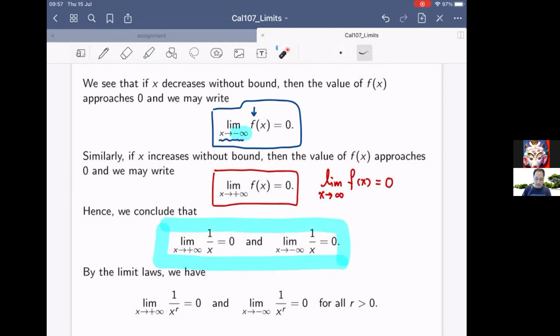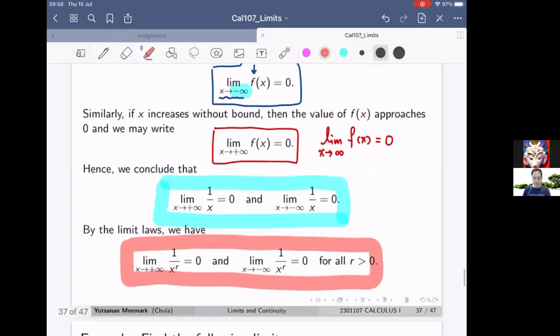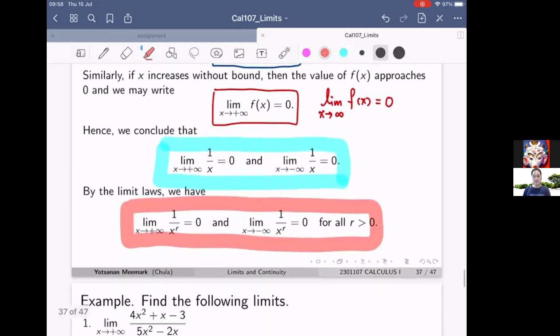So we get this kind of rule, which is very helpful to find the limit of a function in terms of x raised to a power. So we have 1 over x raised to the power r. Whether x goes to positive infinity or negative infinity, it will go to 0. But the very important condition is that your r must be positive.